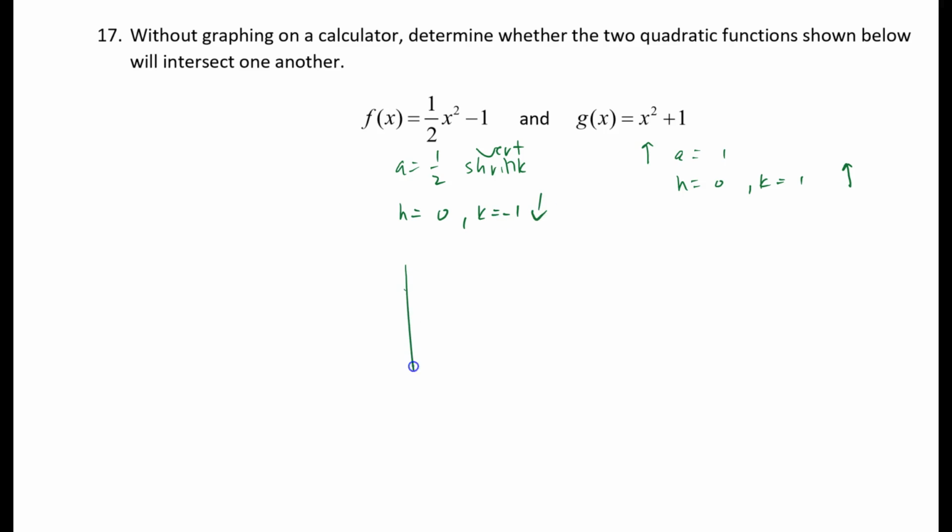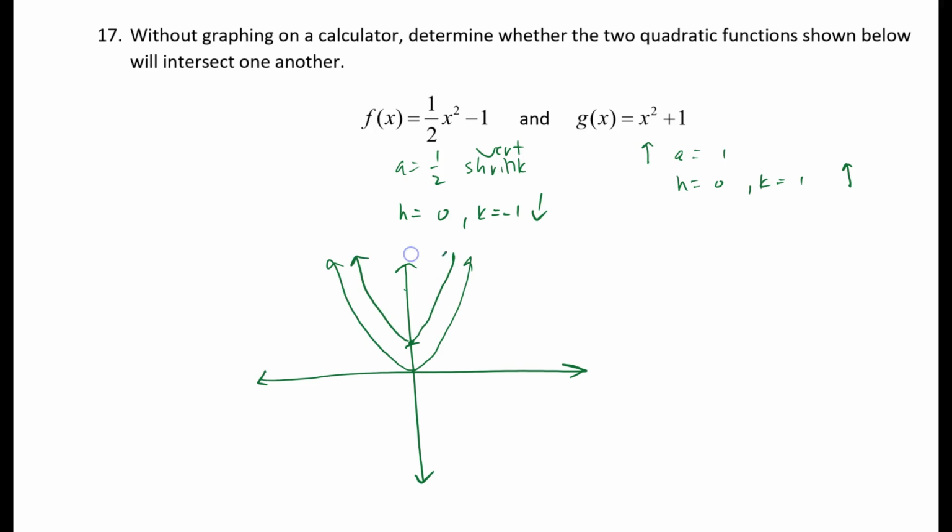Alright, let's see if we can just reason through with a graph here whether these things will intersect each other after we transform them. This is the parent function. Well, I'm not even going to call it f of x, I'm just going to call it the parent function. So I'm going to do g of x first because that's easy. All I'm doing is taking this one and moving it up 1. It's going to have the same shape. So this one right here is g of x.